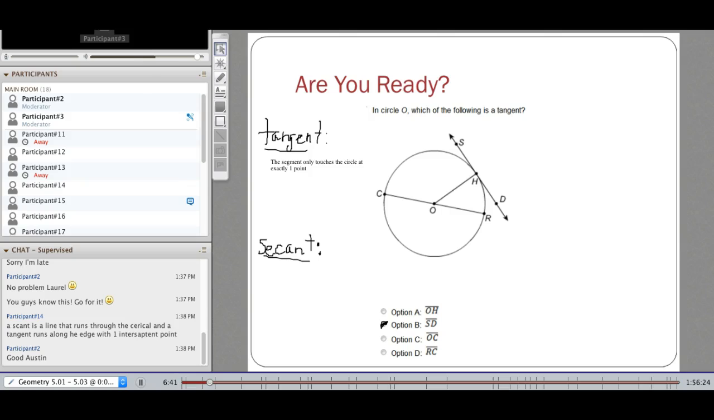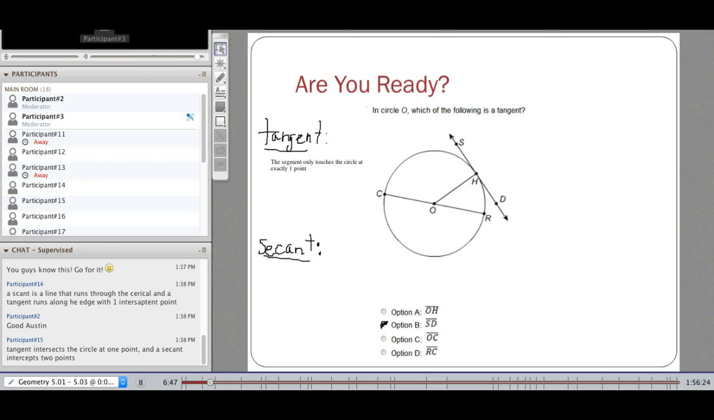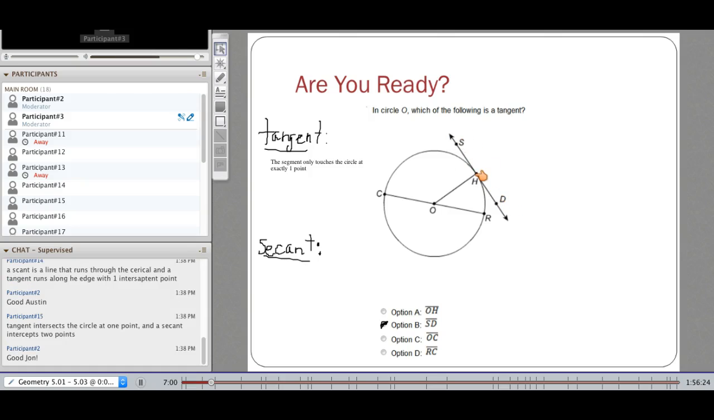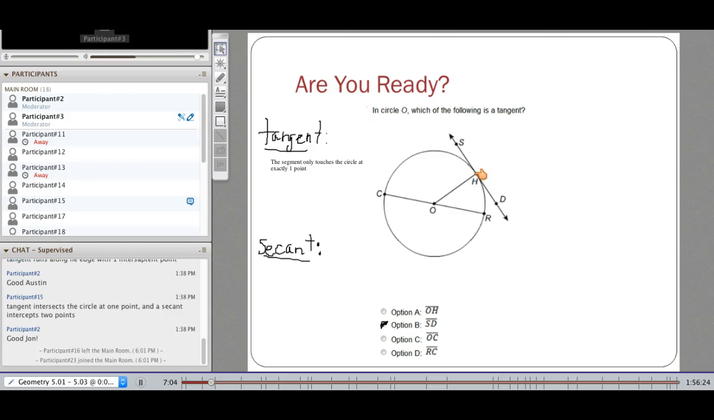Okay, I believe Madison, you wrote that for tangent, and that is correct. So a tangent only intersects a circle at exactly one point, and we call that the point of tangency. Someone also chose option B here, saying that SD is our tangent, and that is correct. We can see that SD is intersecting the circle at only one point, and right here is the point of tangency. Okay, and I'm seeing some good explanations in the chat box as well.